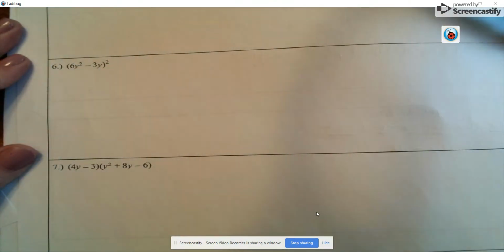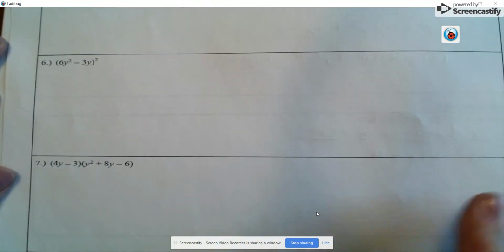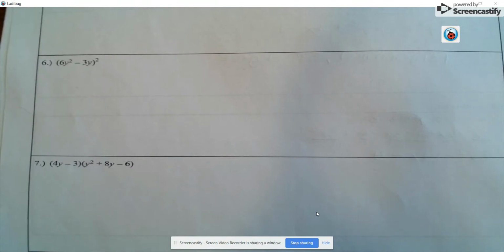All right, so we're going to take a look at number 6 and 7. So we'll start with number 6. First thing I noticed is that this is a binomial squared. So we could use bin squared, but just like the previous example with dots, if you don't want to use bin squared, you can just multiply and distribute the normal way. Okay, but I'm going to use bin squared here.